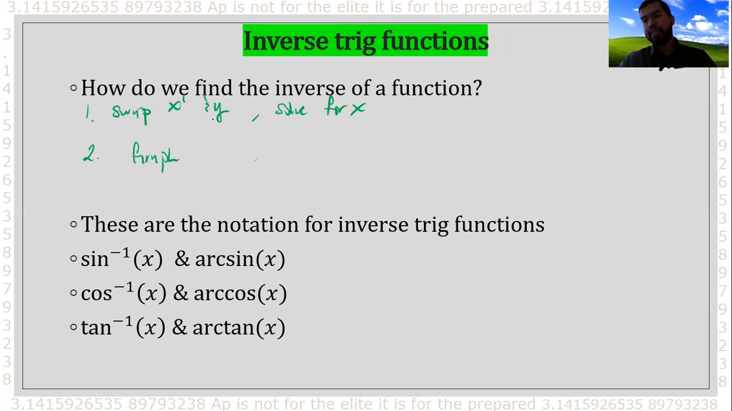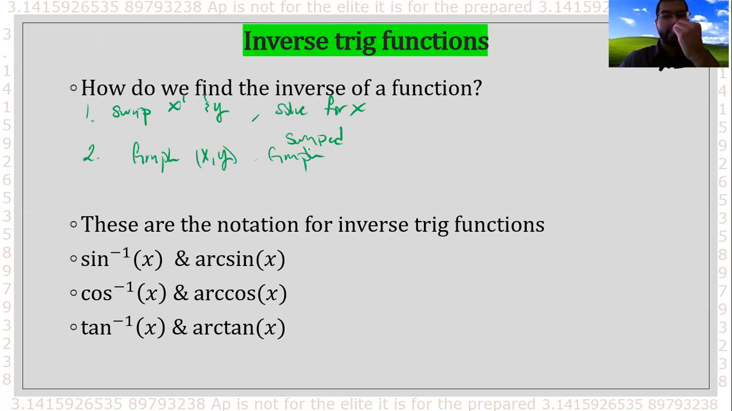The second method is if you have a graph. If I swap all my x's and y's, all of them, we get these coordinates, and I graph them. Now that I've swapped the points, I'll have the inverse function. So we graph the swapped points.